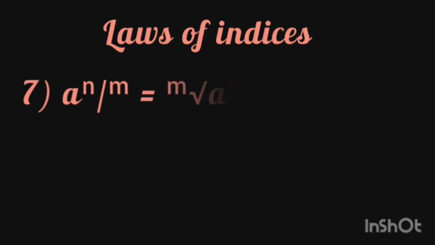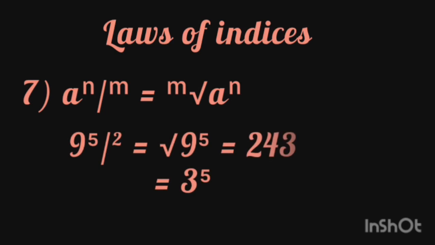The seventh law of indices we are going to be seeing is: a raised to the power n over m is the same thing as the mth root of a raised to the power n. Notice that n is the numerator, so it is written inside. m, which is the denominator, is written outside.